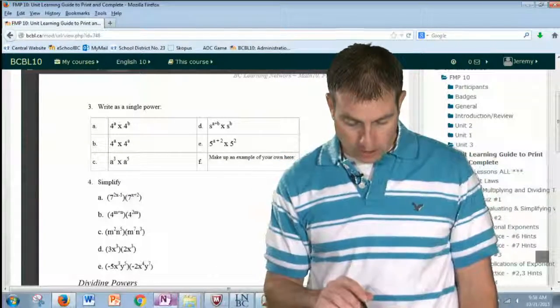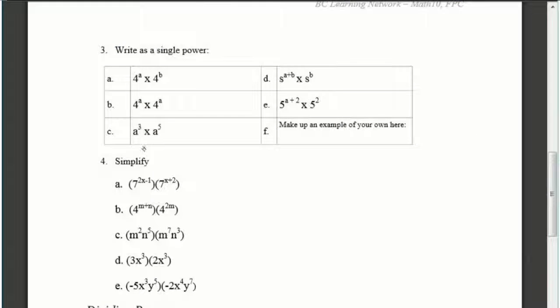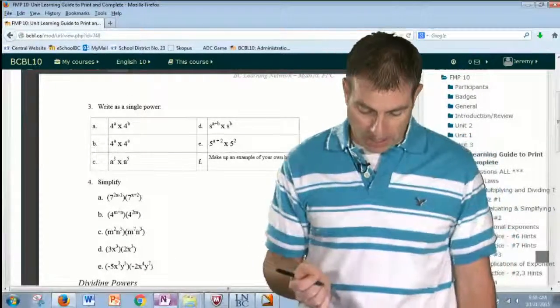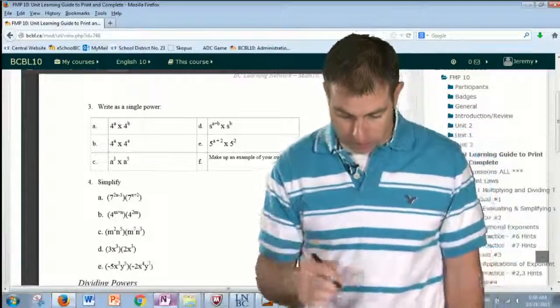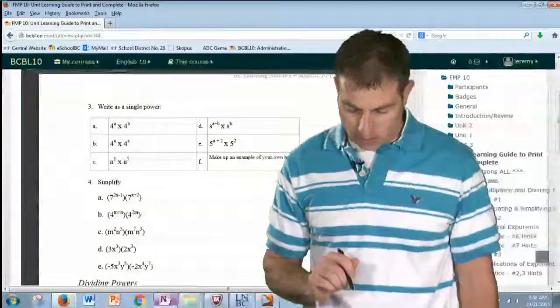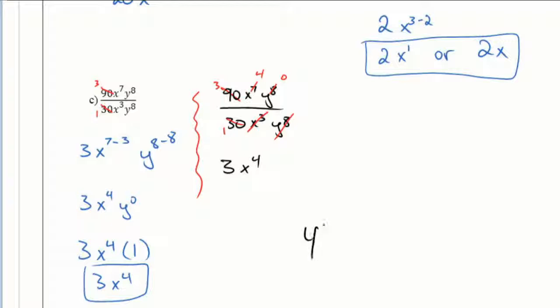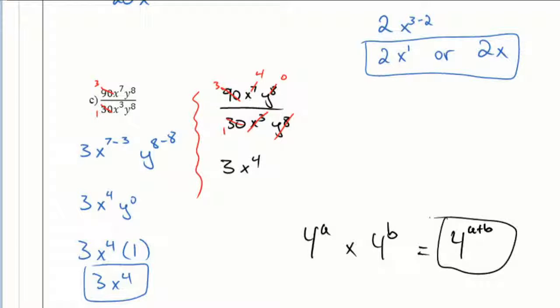All right, 4 to the A, 4 to the B, 4 to the A, 4 to the A to the 3, A to the 5. So when we're doing this type of question, we're just adding the exponents. Now I haven't downloaded this into OneNote, so I can't write over it, but maybe I'll do A and C because they're a little bit different. 4 to the A, 4 to the B is 3A. So let's look at that one first. So when I am multiplying, I add my exponents. So this is going to be 4 to the A plus B. And I can't add my A's and B's together. So that's it. Just that easy.